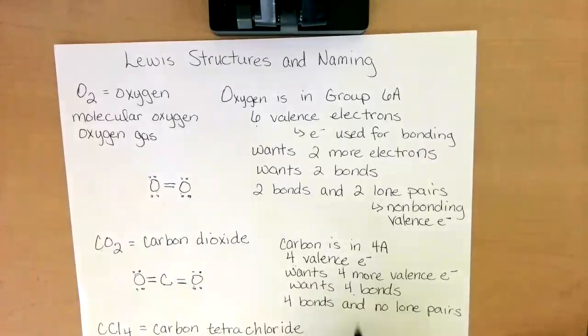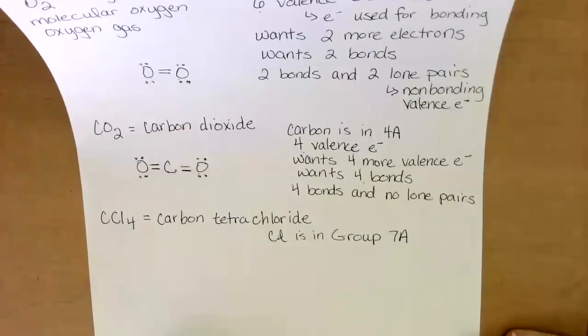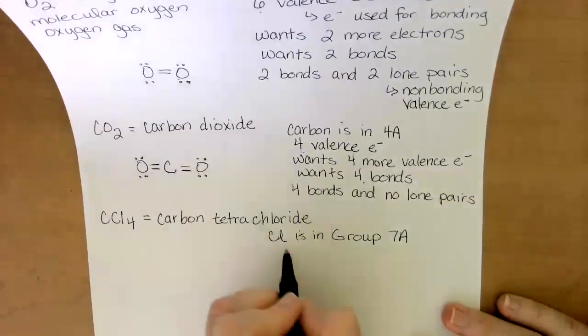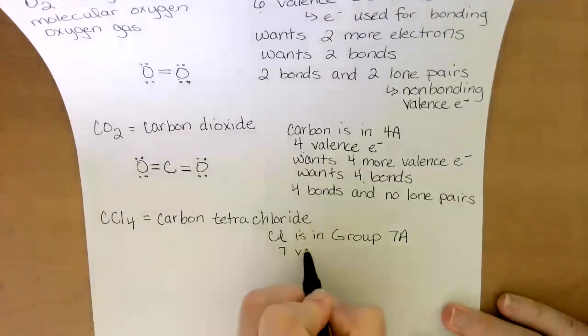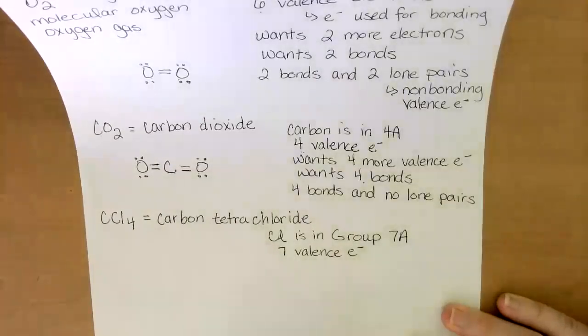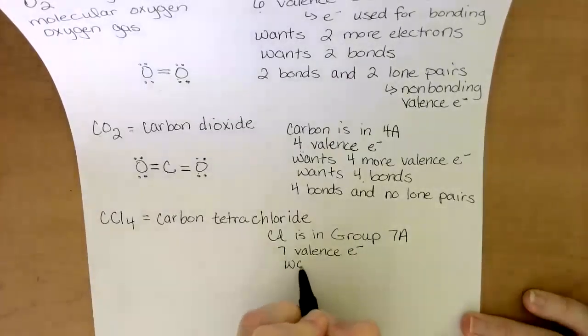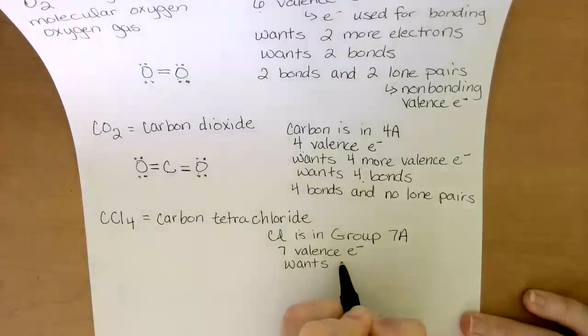We already know carbon is in group 4A. Chlorine is in group 7A. This is the 17th column on the periodic table, but it's been simplified to simply say 7A. That means that chlorine has 7 valence electrons. He's only 1 electron away from being like his nearest noble gas. That means that he just wants 1 bond.